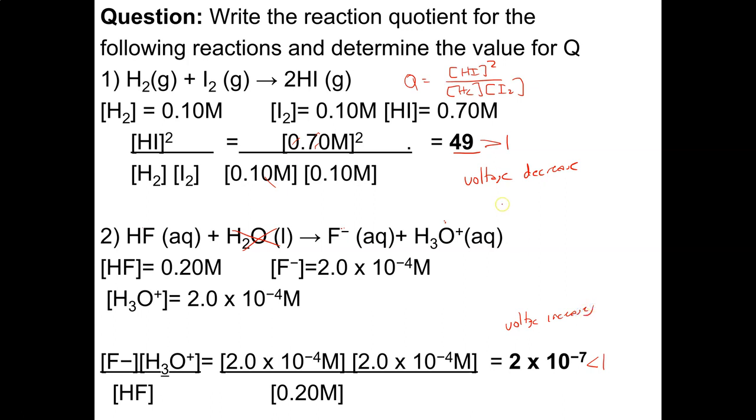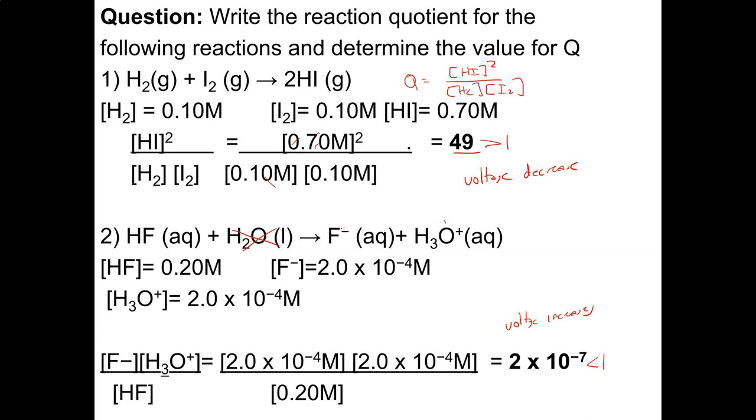So that's how you would explain. You would say, according to the Nernst equation, because my Q is greater than 1, my voltage will decrease. And same thing here. According to the Nernst equation, because my Q is less than 1, my voltage will increase. And that's it. That's all you got to do. You don't have to do any of the scary math.